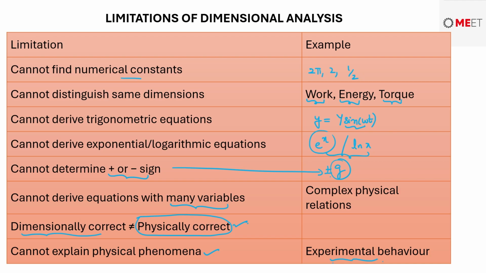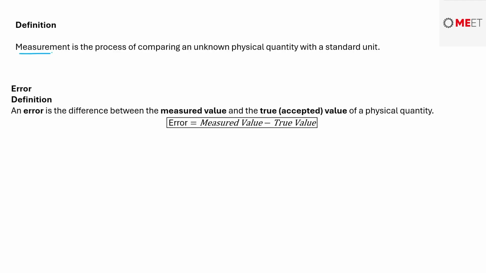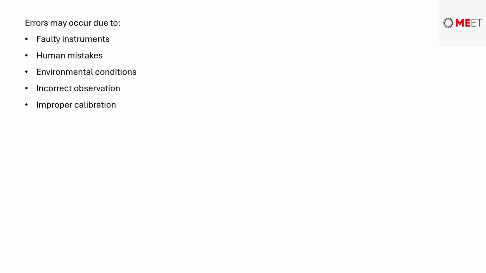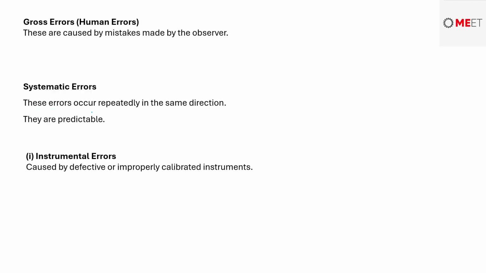Moving to the next topic, measurement. Measurement is the process of comparing an unknown quantity with a standard unit. Next is error. Error is the difference between the measured value and the true accepted value of a physical quantity. It's the deviation between the measured value and the true value. Errors may occur due to faulty instruments, human mistakes, environmental conditions, incorrect observation, improper calibration.